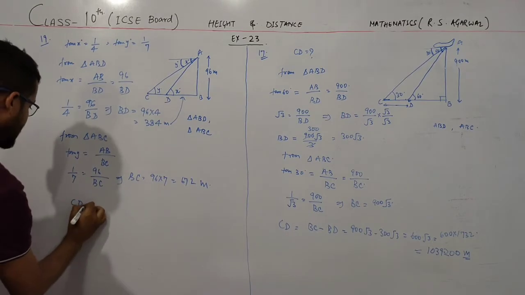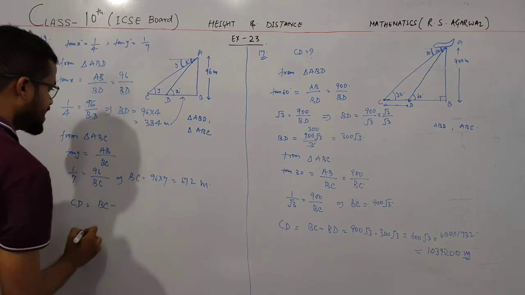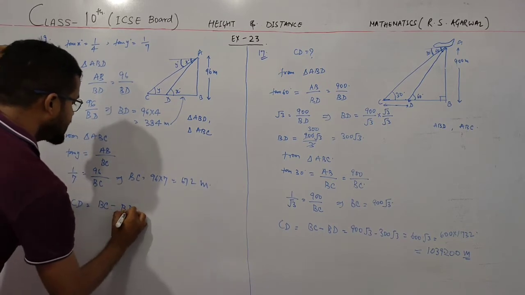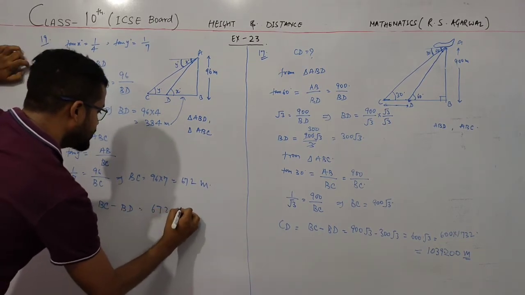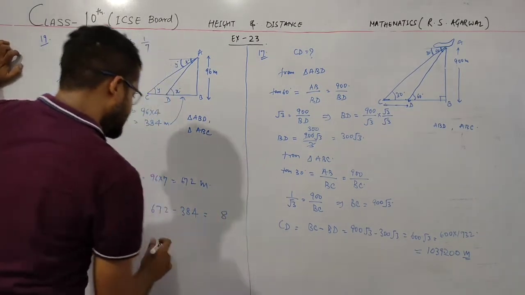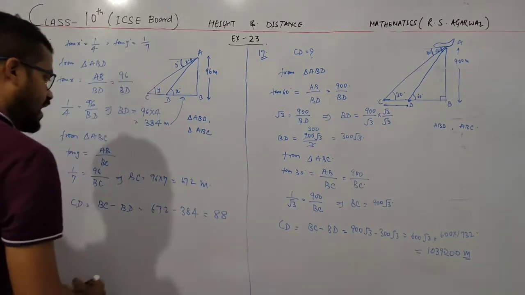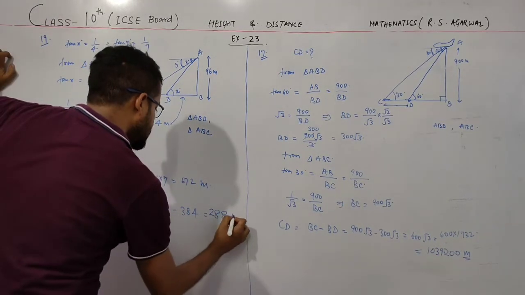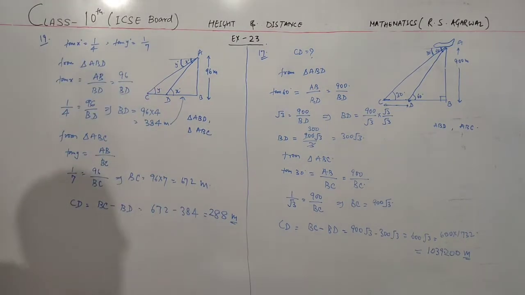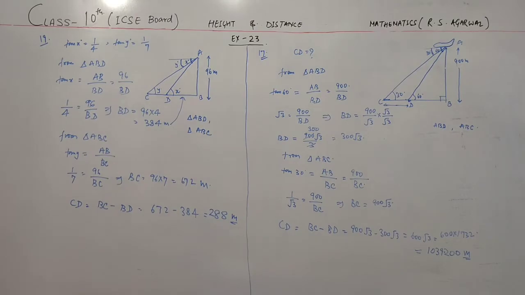So CD is equal to BC minus BD. So BC is 672 minus 384. So this is 8 and this is again 8 and this is 288 meter. This is question number 19. Okay. Now write this down in your notebook and come to the next question.